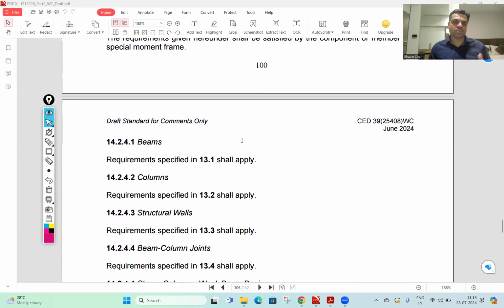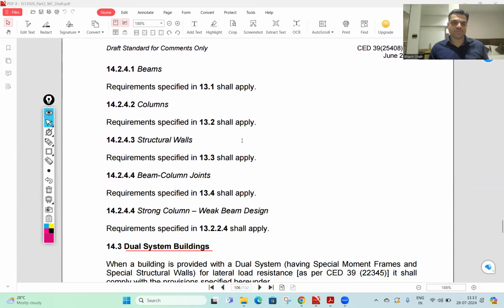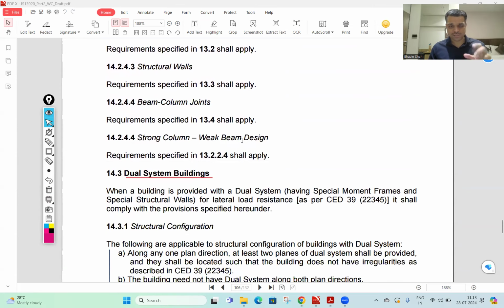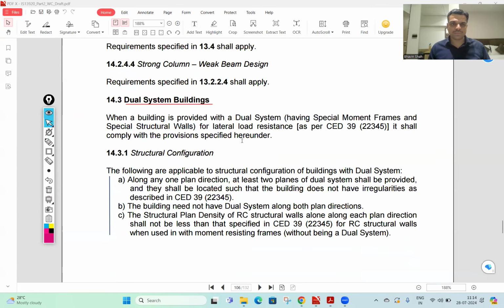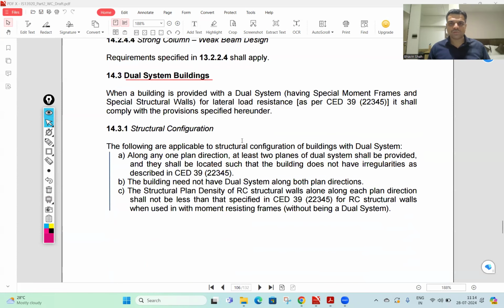I'm still going through these specific requirements of structural walls, as well as the additional requirements for individual systems. But I'm just trying to highlight the quick points which I've just noticed while going through this document. For the structural configuration, also, points are mentioned here.